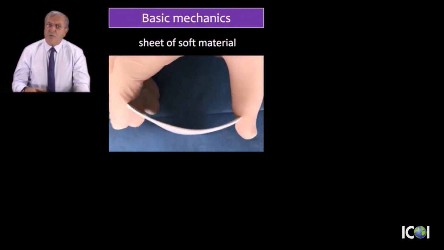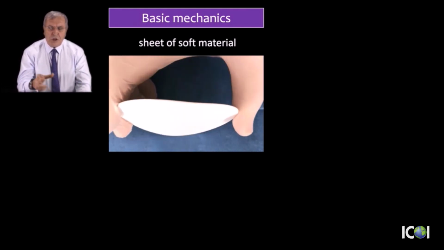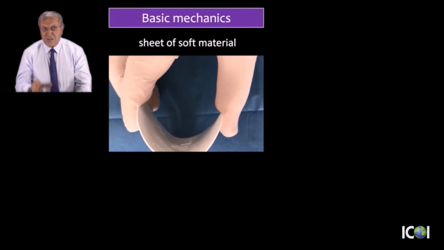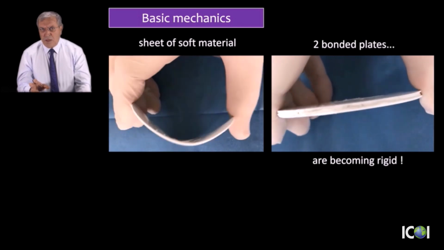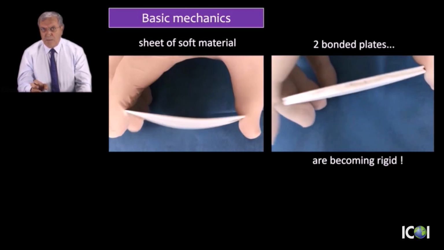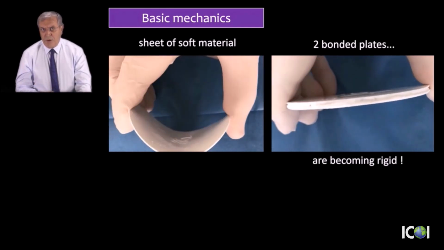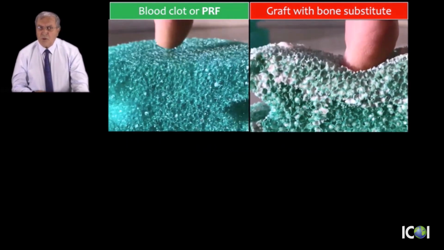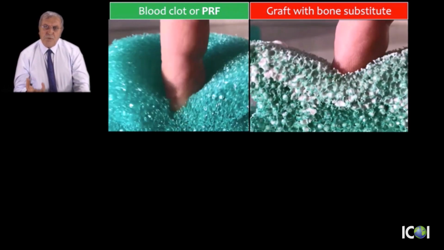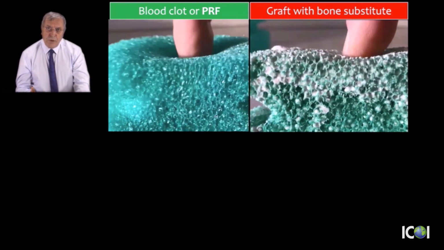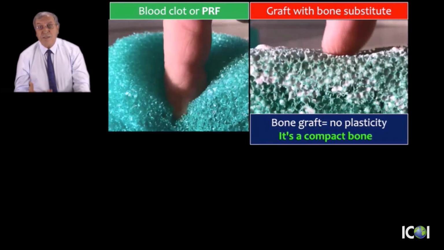If we analyze through a mechanical aspect, sometimes you can take a sheet of soft material and you can fold it. Easy. But if you stick two plates, you will see that now, when you stick them, they become rigid. It's the same for the bone. When we have a full trabecular bone, it stays soft. But when we put granules inside, the new bone became compact without any plasticity.